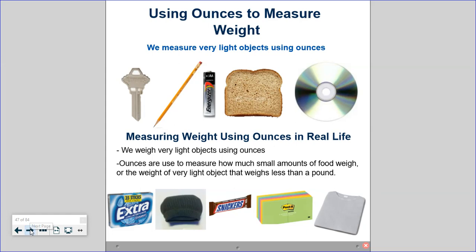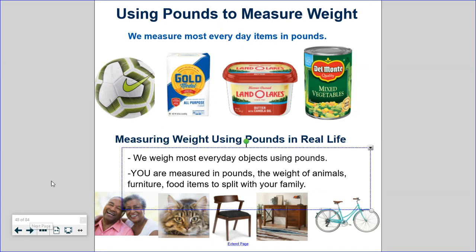Now, what about pounds? Most objects are going to be weighed using pounds, most everyday objects. So here we've got a bag of flour, a thing of butter, a can of vegetables, a soccer ball. We weigh most everyday objects using pounds, like you. We measure people in pounds or the weight of animals, furniture or bikes, maybe a big thing of food items, like a whole bag of apples, we would measure in pounds. So almost everything, we use pounds as our unit of measure.